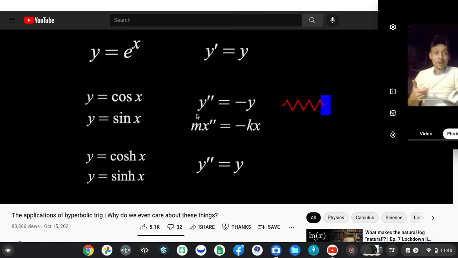Machine, it's going to be right in the ball. And the negative is here because force is opposite of displacement. If you try to push the spring, it's going to push back the other way.